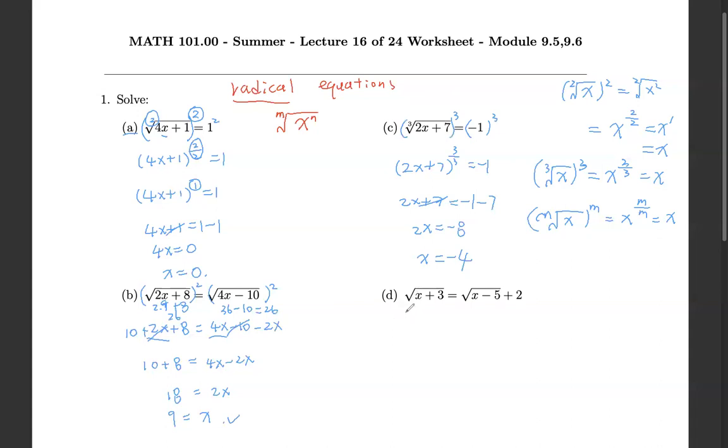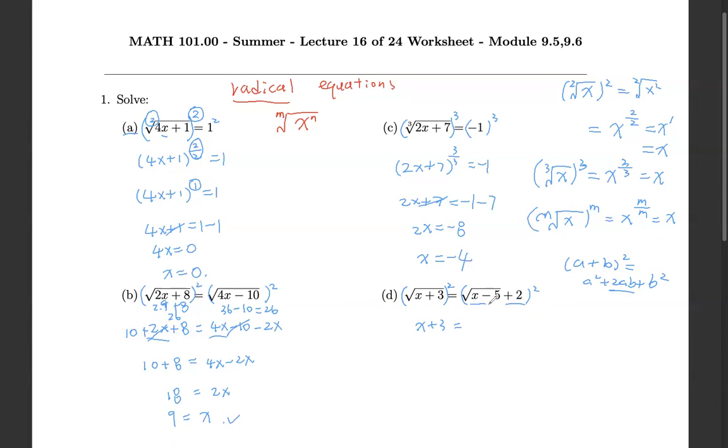Now let's see D. D, we have plus 2 here. So we need to square both sides twice, right? Because when we square the left-hand side, we get x plus 3. But when we square the right-hand side, remember a plus b squared, we get 3 terms: a squared plus 2 times ab plus b squared. So I have this middle term.